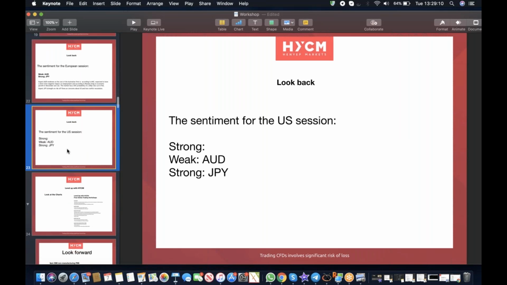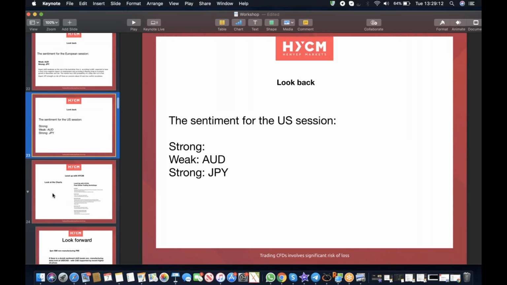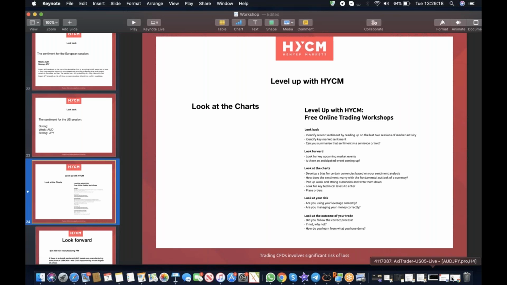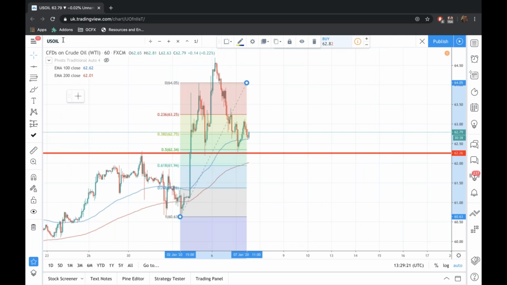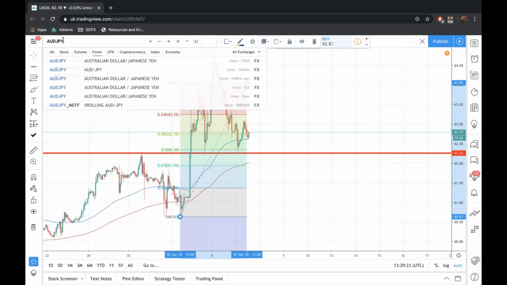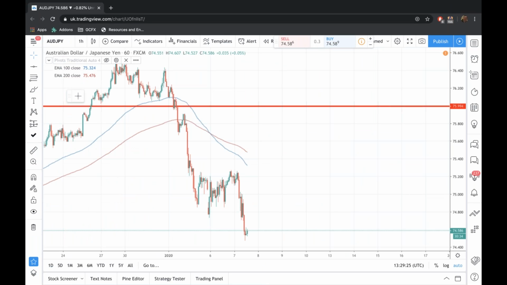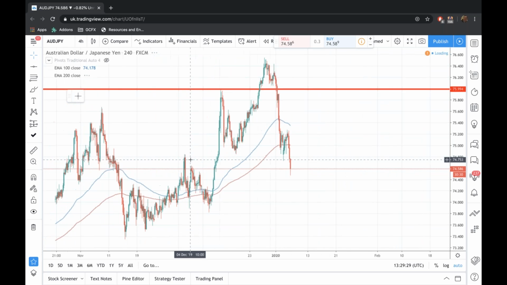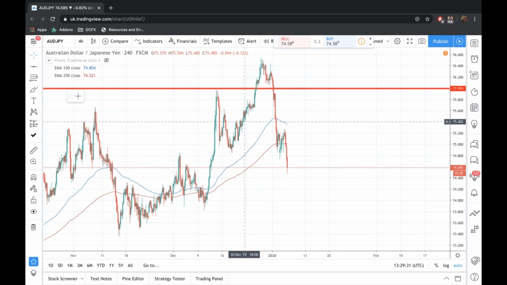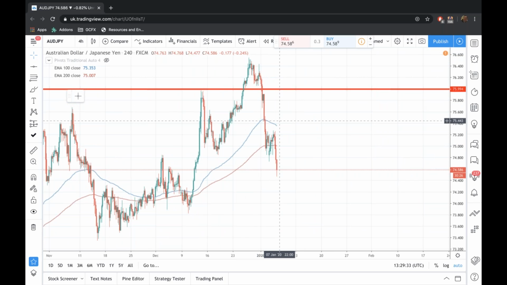Weak Australian dollar, strong Japanese yen. That is the same outlook that I'm looking for in the US session at the moment. So let's look at the charts. Once we've got our pair, we've got the reasons for it, and now we see where we are. Okay, so we see this strong move down as we're expecting in the current risk-off tones.